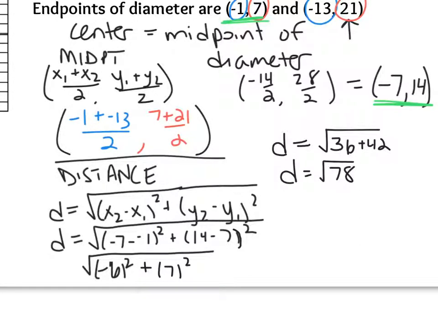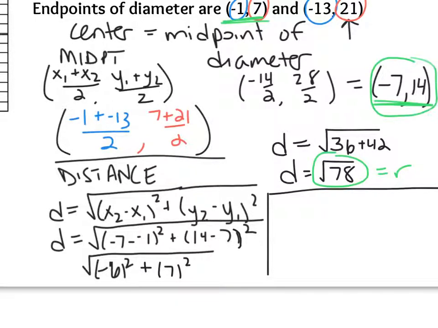So for my final formula, we're going to be using, this is my radius, this is my h and k. So (x + 7) squared plus (y - 14) squared equals my radius squared, and when I square my radius, I'm just going to get 78 because squaring a square root means the square root goes away.